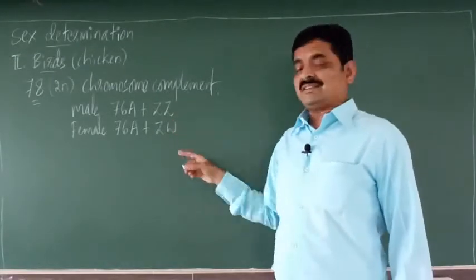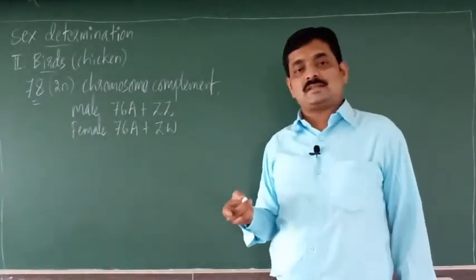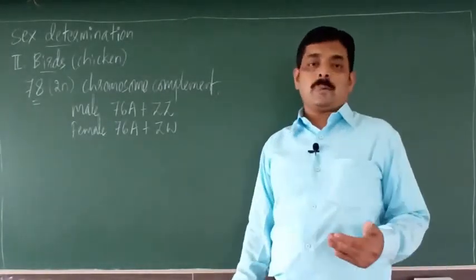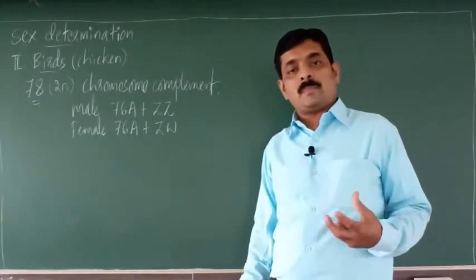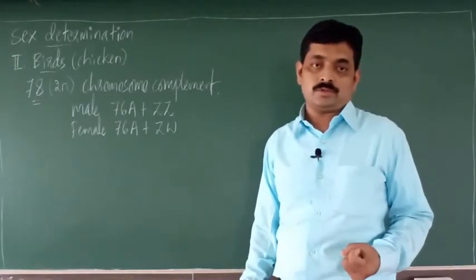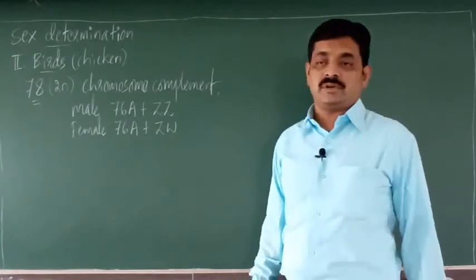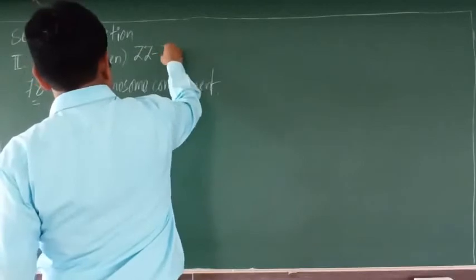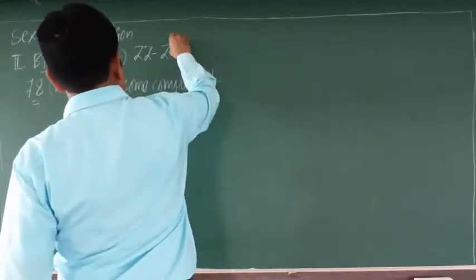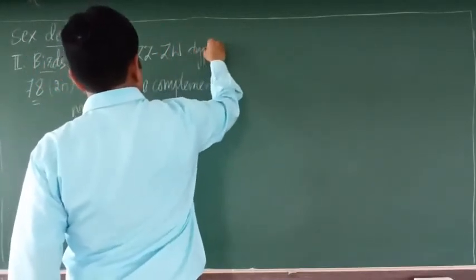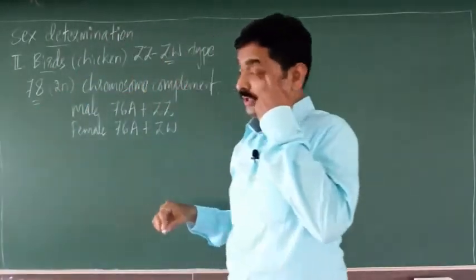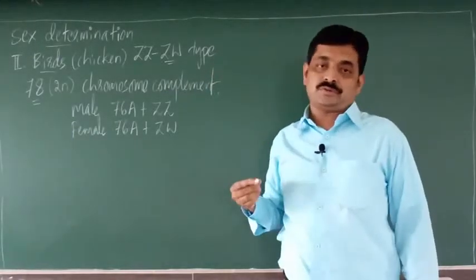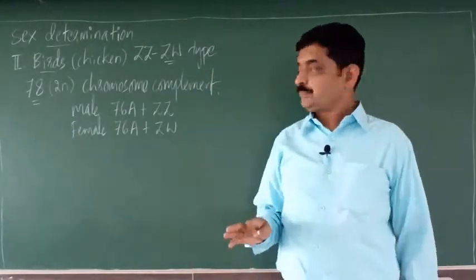So here ZZ and ZW, these are the sex chromosomes. So in birds also, sex determination takes place by sex chromosomes. That's why this type of sex determination in birds is called ZZ, ZW type sex determination, which is observed in birds.